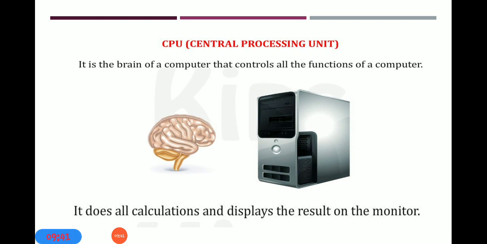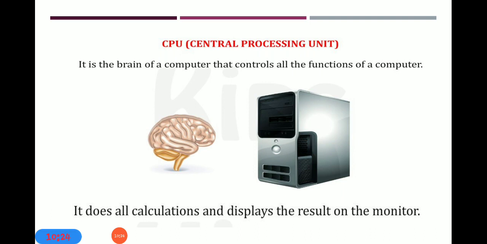Okay, now the third part of computer, CPU. What is the full form of CPU? Central Processing Unit. It is the brain of a computer that controls all the functions of the computer. We can call the CPU the brain of the computer. Just like we have a brain, and what is the work of the brain? To remember everything, whatever you learn, that is all stored in your brain. That type of work can be done by the CPU, the central processing unit.